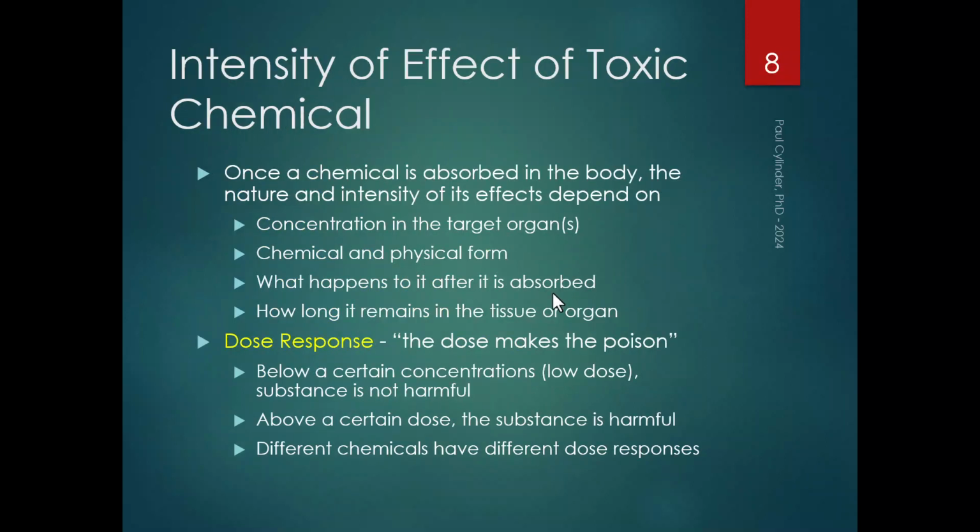So we can then look at the intensity of the effect of the toxic substance. Once a chemical is absorbed into your body, how it affects your body is dependent on a number of things. One is the concentration. What concentration of that toxic chemical reached a target organ or organs? And in what chemical and physical form did it reach those target organs? What happens after it's absorbed? Is it transformed, or does it maintain its original chemical condition as it moves through your body? And also, how long does it remain?